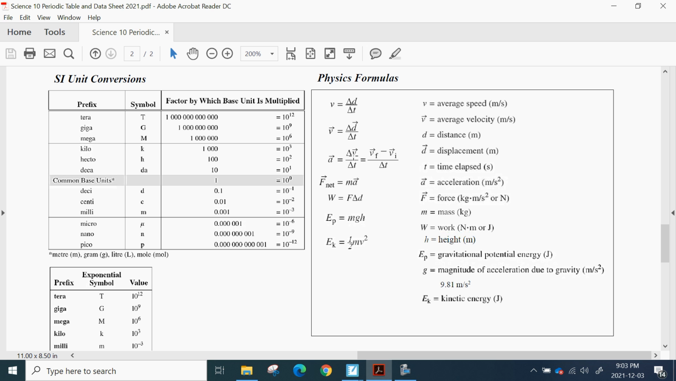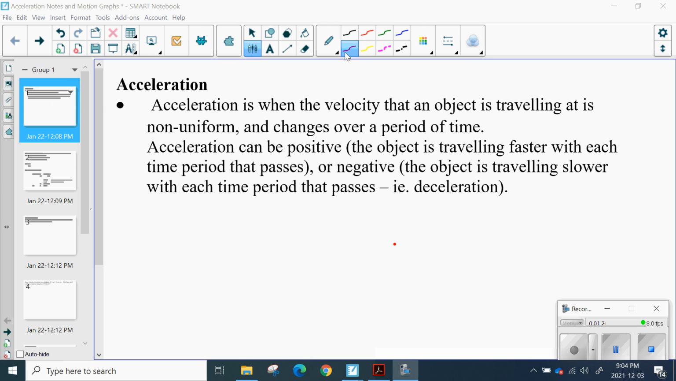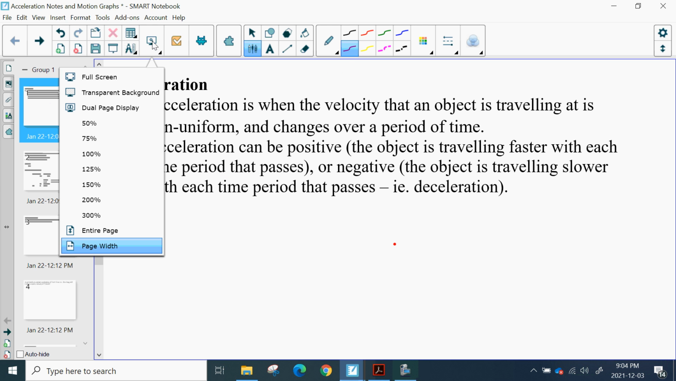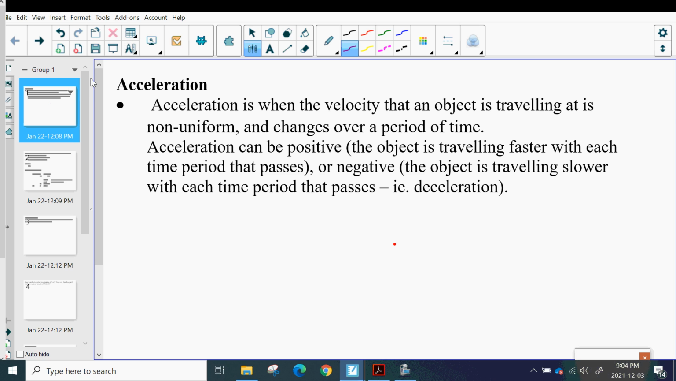So acceleration is equal to the change in, delta once again is the change in, that triangle delta, change in velocity. Here they've expanded that a little bit: final velocity minus the initial velocity, divided by the change in time. That is equal to the acceleration. A is for acceleration and the units are meters per second squared. That's what we're going to be using in this lesson for our calculations.